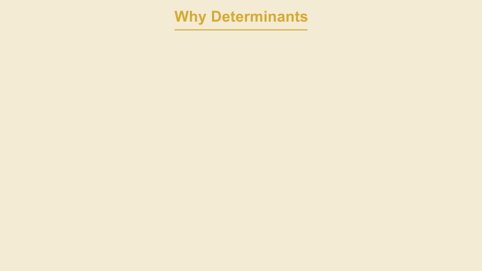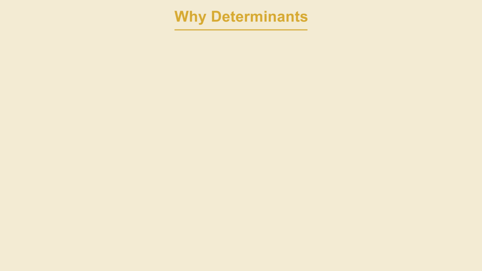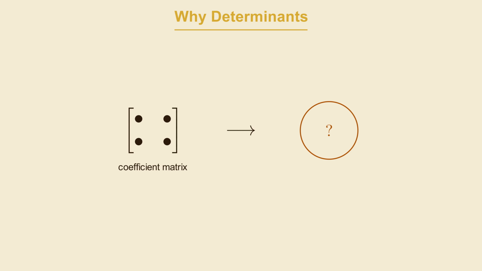So far in this module, we built up matrices, the operations on them, and the procedure that takes a linear system all the way to a solution. Reduced row echelon form will always tell us whether a system has a unique solution, an infinite family of solutions, or no solution at all. But it requires actually running every row operation all the way through. What we want now is a single number we can compute directly from the coefficient matrix before doing any of that work. And that tells us whether the system has a unique solution or not. That number is called the determinant.